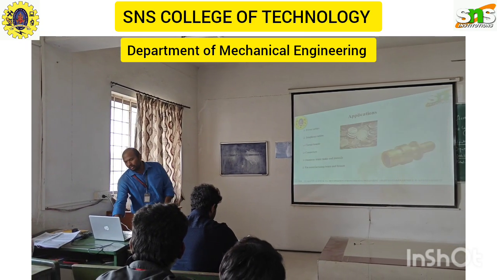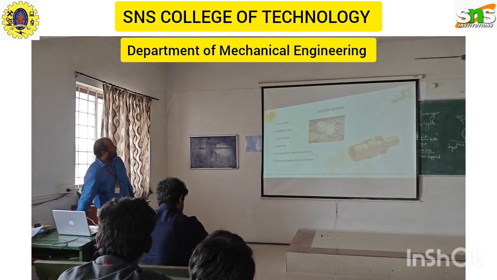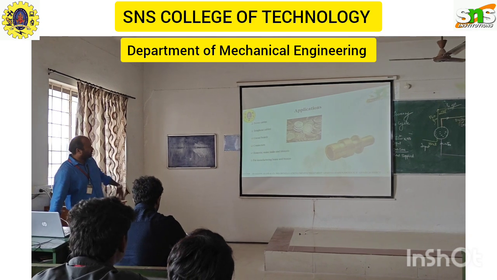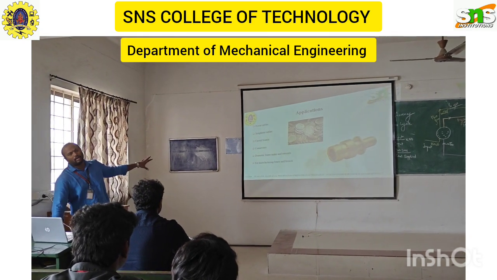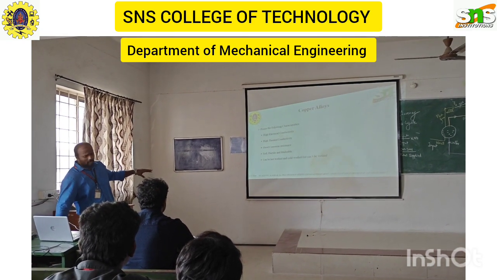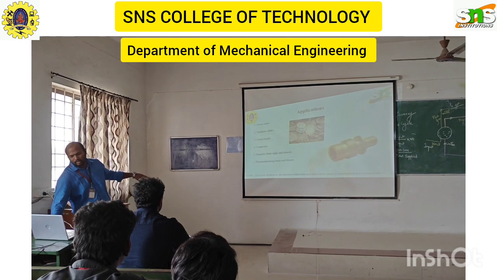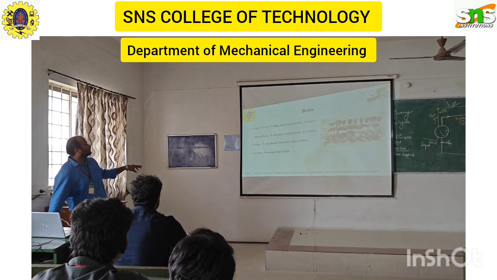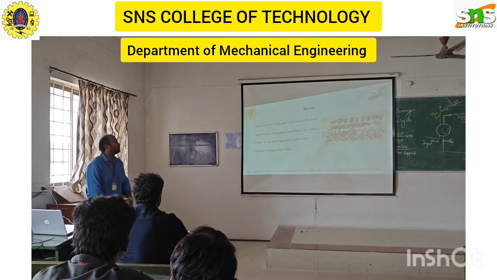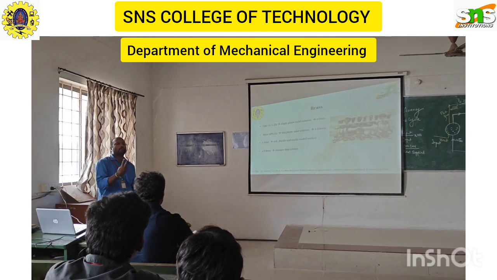Okay. The main applications of copper are power cables and circuit board connectors. We will see these copper alloys one by one, and the applications of copper alloys as we move on through the course. The first one we are going to see is brass. Okay, there are two types of brass.